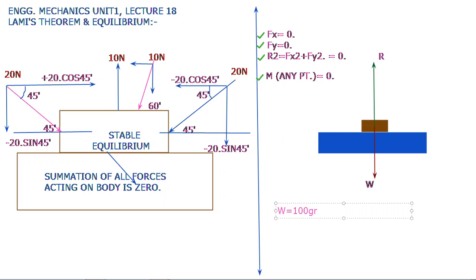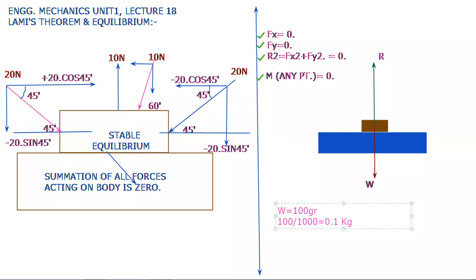How will you convert the gram into the Newton? 100 gram divided by 1000. Dividing 100 gram by 1000 means you have to convert the gram into the kg. So therefore 0.1 kg will be there.